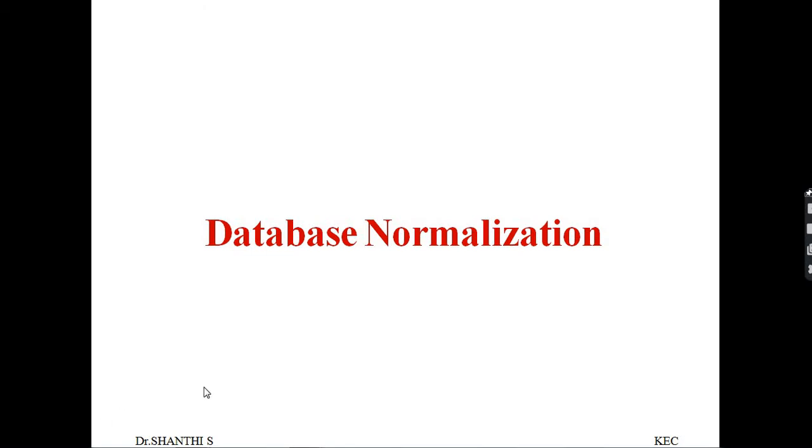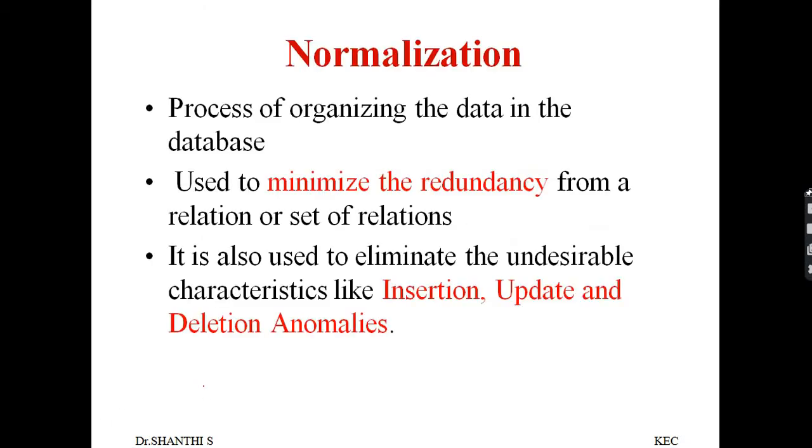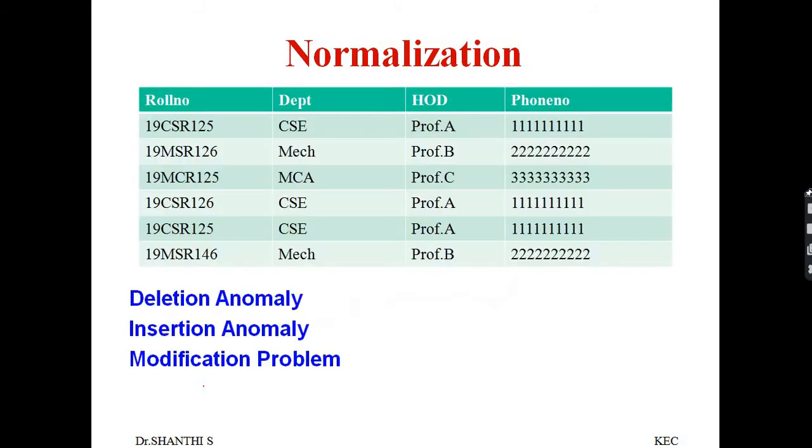So what is database normalization? It is a process of organizing the data in the database. Mainly it is used to minimize the redundancy from a relation or a set of relations. Normalization is also used to eliminate undesirable characteristics like insertion, update and deletion anomalies.